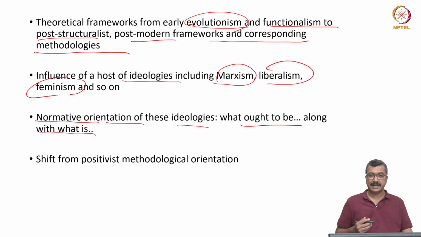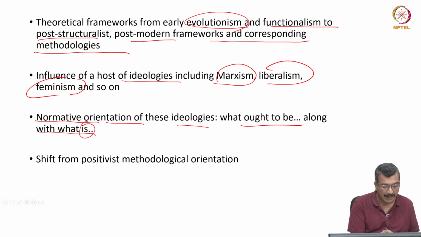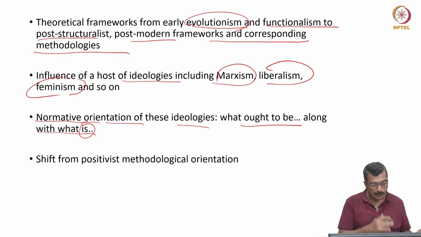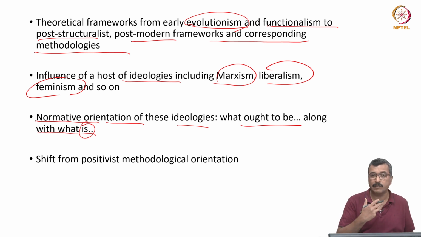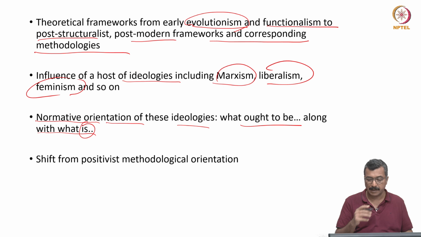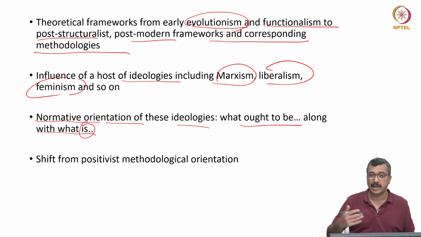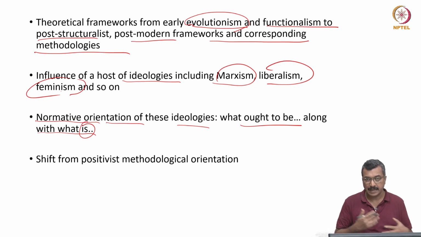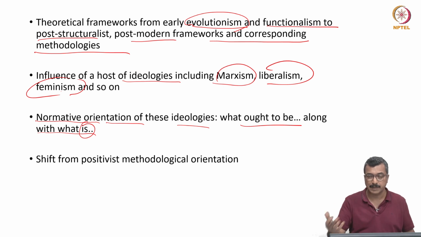So usually we say that a theory is used to explain what is. Okay, it is a question of positivist explanation, what it is. Whereas these ideologies mostly come with a what ought to be. Okay, what should be, or what should be the normative position. Especially Marxism or feminism or even liberalism has a normative orientation. It comes with the idea about how the society should be. Okay, so it offers a critical perspective about the existing system.